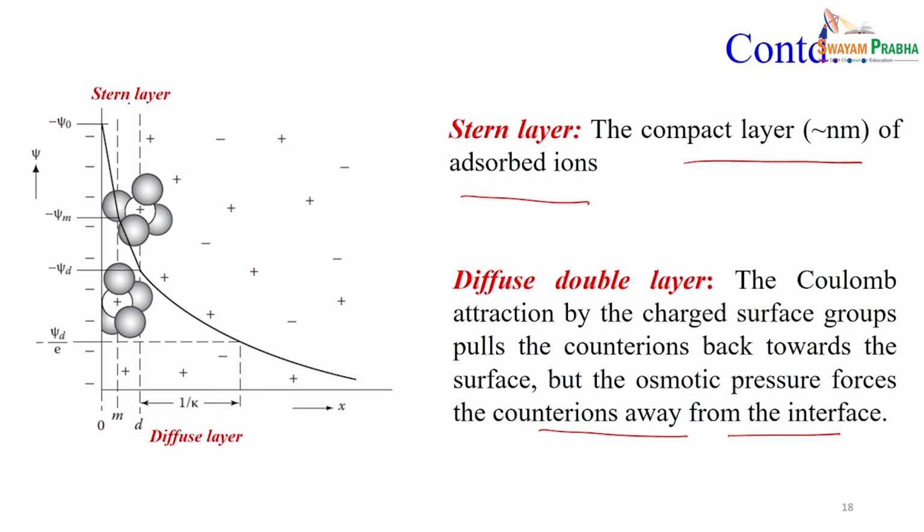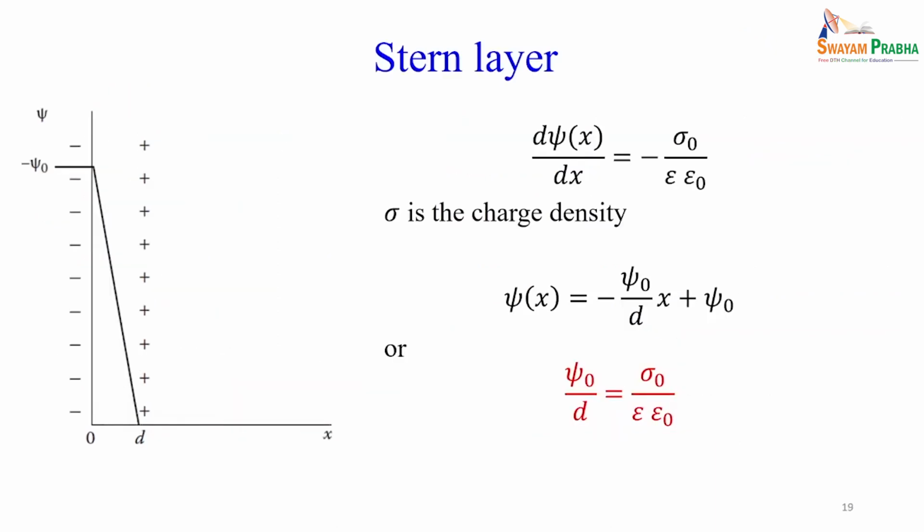So, from here you can say this thickness is the Stern layer, and this thickness is the diffuse layer. Within the Stern layer there is a decrease in the surface charge. Let us consider the thickness of the Stern layer is D.